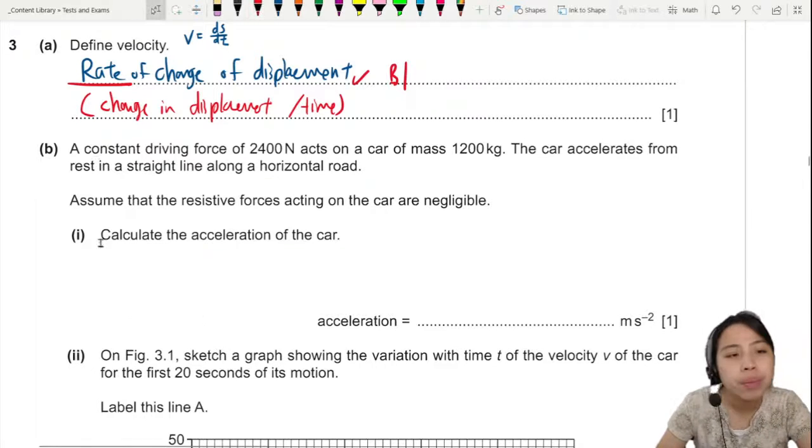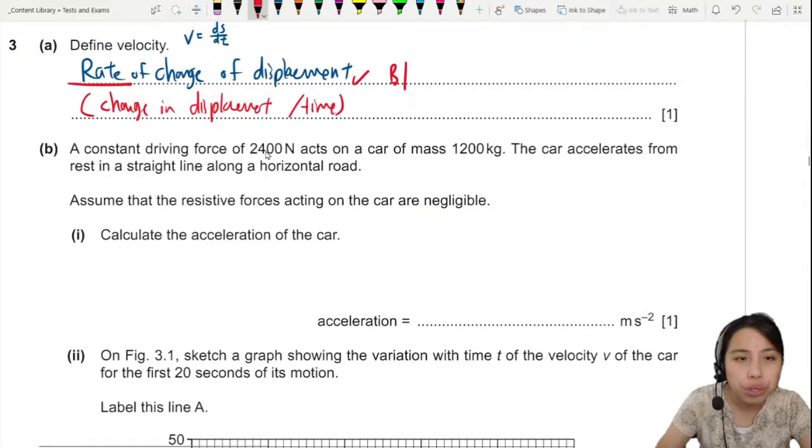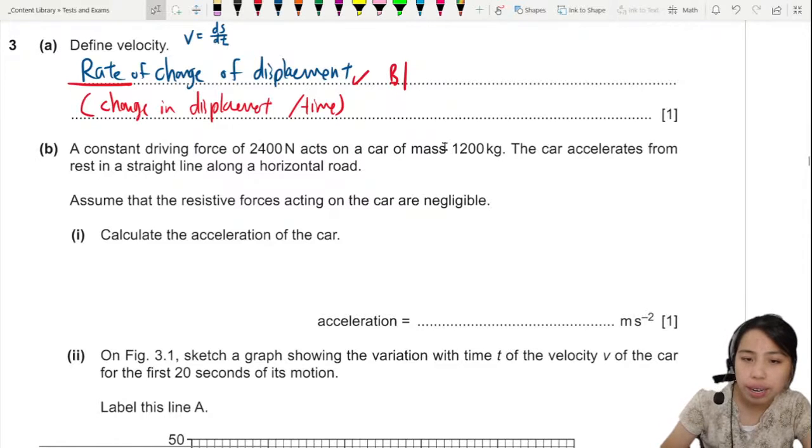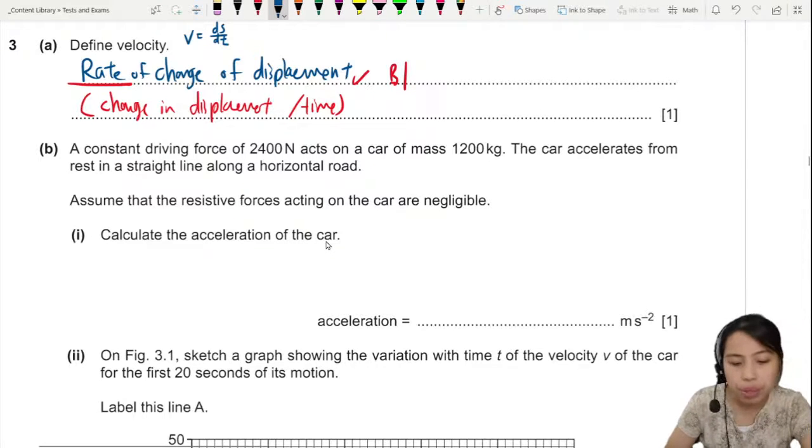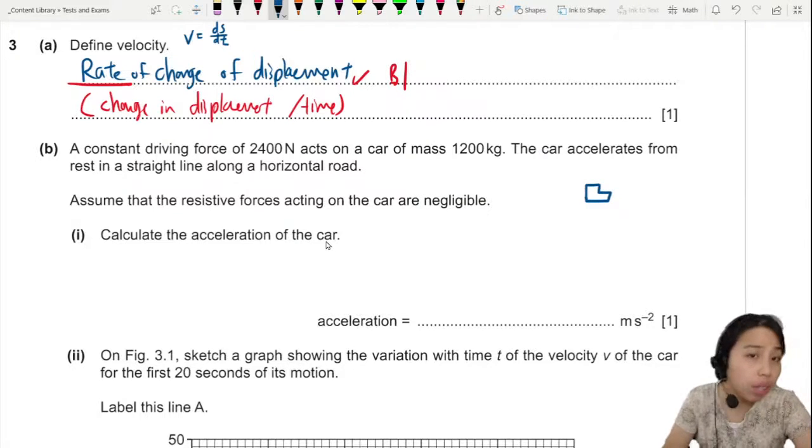So, let's look at the question. A constant driving force of 2400 N on a car of a mass. The car accelerates from rest. Assume that there are no resistive forces. Calculate the acceleration of the car. So for all the force questions, my only tip for you is to just draw a free body diagram. So what's the object? The car. What are the forces on the object? Driving force.